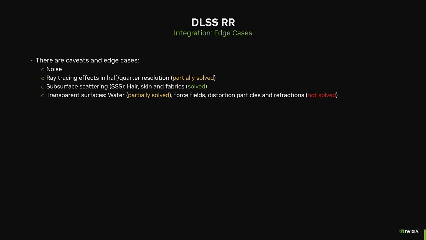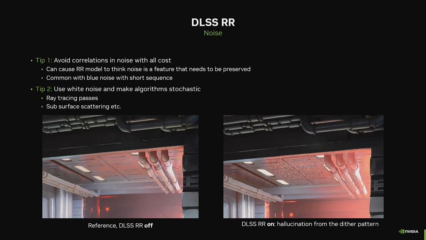So there's noise. For example, ray tracing effects in quarter resolution or half resolution, what to do with that. We've partially solved that. Then there's the subsurface scattering guide and other effects like that. That's kind of solved in this title. And then there's lots to talk about with transparent surfaces. So let's talk about noise.